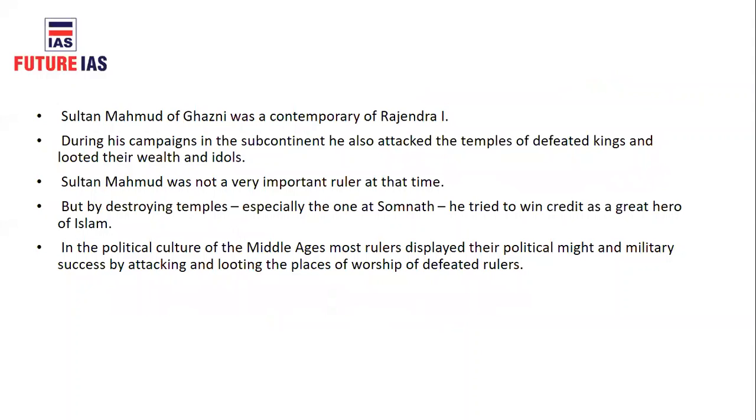And this is also true in terms of Sultan Mahmud of Ghazni, right? Sultan Mahmud of Ghazni was attacking various temples, right? So why was Sultan Mahmud of Ghazni attacking the temples? Because he wanted to take the credit of becoming a hero of Islam by destroying the temples, especially the Somnath temple, which was destroyed by Sultan Mahmud of Ghazni. So he just wanted to take the credit. He was not the most important ruler at that time, but by taking this credit, he wanted to become a hero.